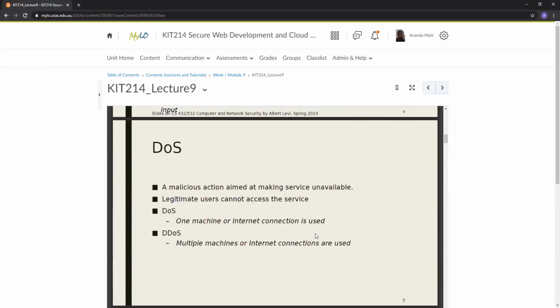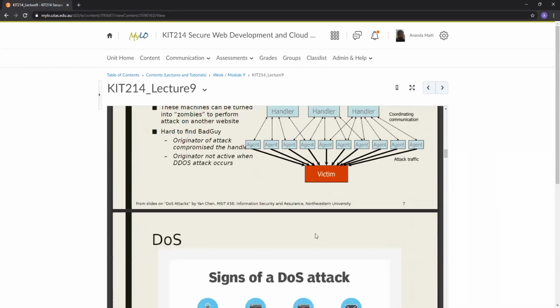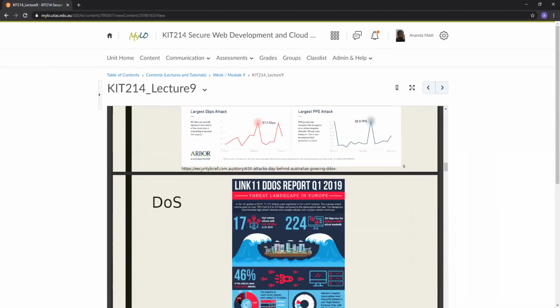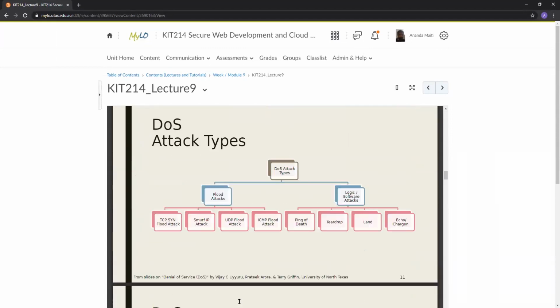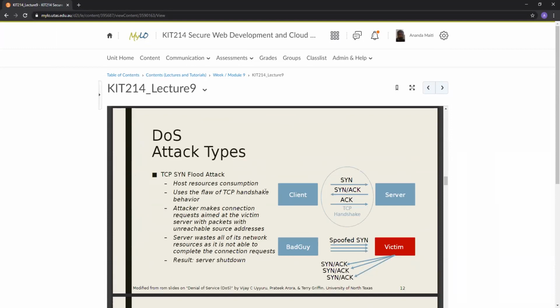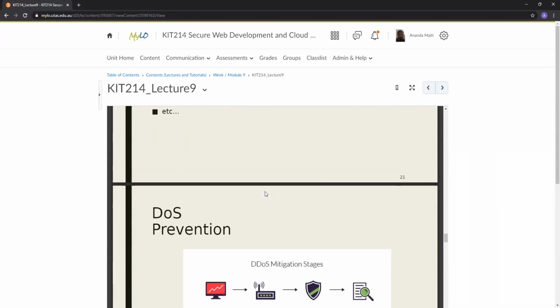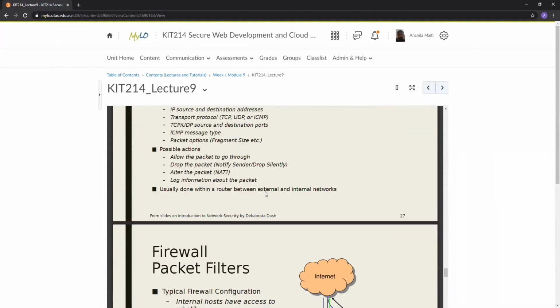So now we've got the DOS attacks. Again, don't worry about the data as such, they're just more for information. This is important, what kind of DOS attacks can happen. And then maybe go through each one of them as briefly as possible.